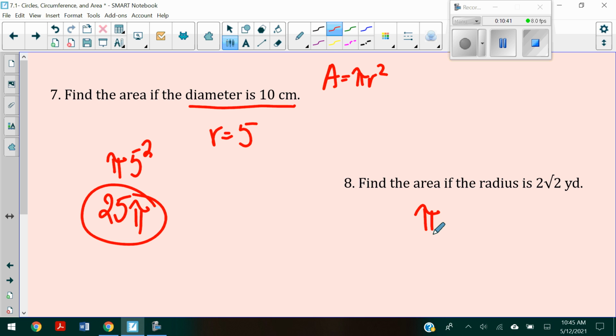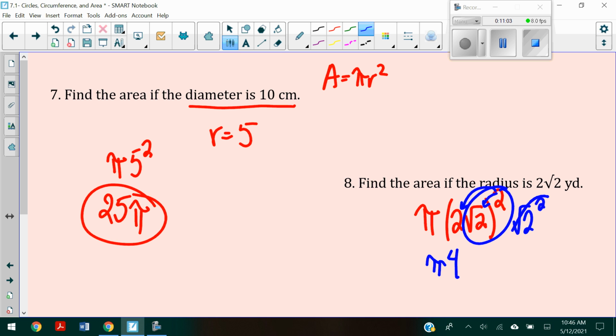Okay, find the area if the radius is 2 square root of 2. So we have pi times 2 square root of 2 squared. Now, because there's not a multiplication or division inside my parentheses, I can distribute that squared to both of those terms. So 2 squared gives me 4. And then this right here, the square root of 2 squared, those are going to cancel. So we get just a plain old 2. So we end up with 8 pi for that answer.